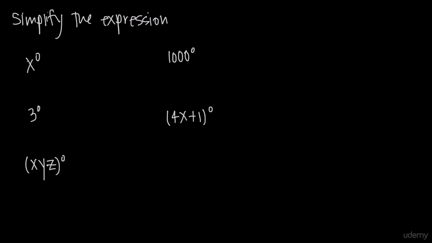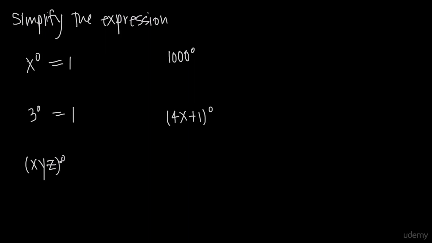In this video, we're talking about 0 as an exponent and the fact that anything raised to the power of 0 is going to be equal to 1. So if we have a variable like x raised to the power of 0, this is going to be equal to 1. If we have a whole number like 3 and it's raised to the power of 0, this is going to be equal to 1.